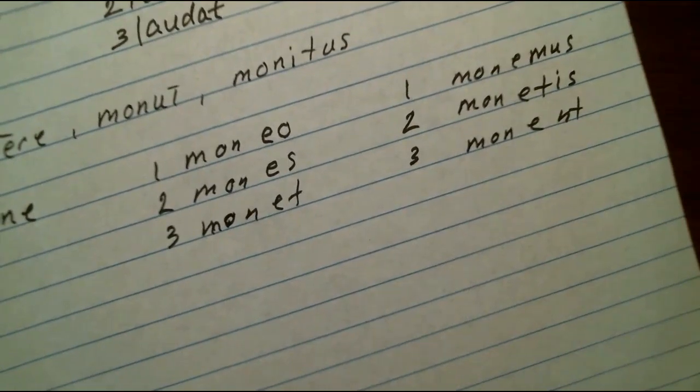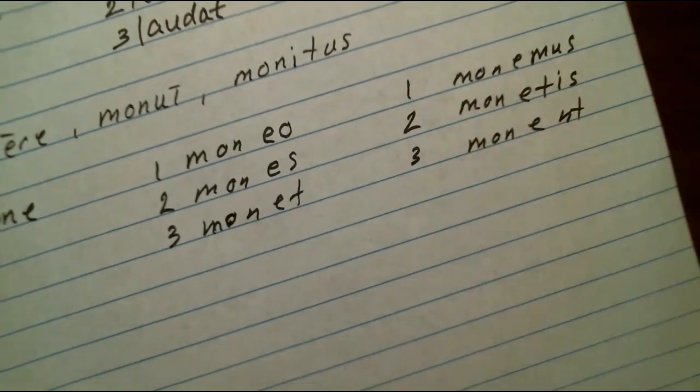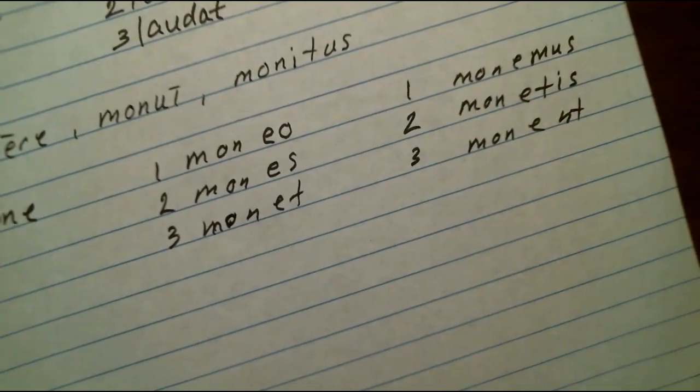So what we're learning today, what page are we on? Page 40. This is all present tense. I advise, you advise, he advises. Now we're going to learn the future and the imperfect, okay? So we'll do the future first.